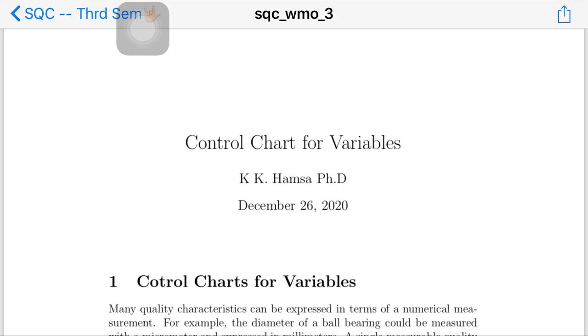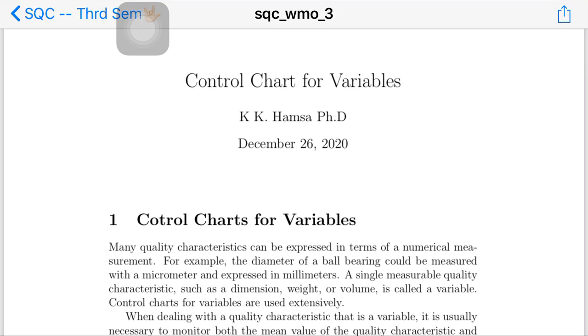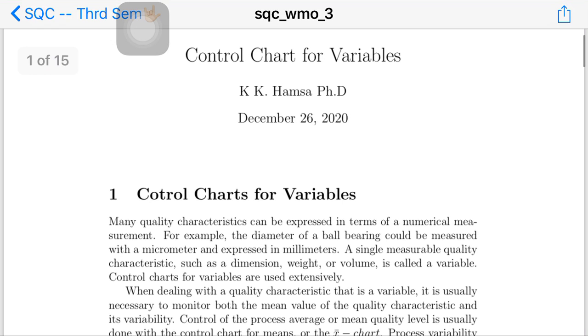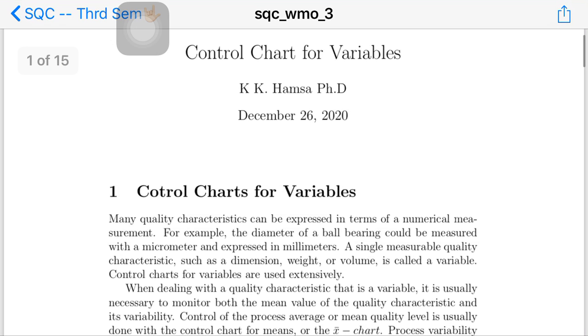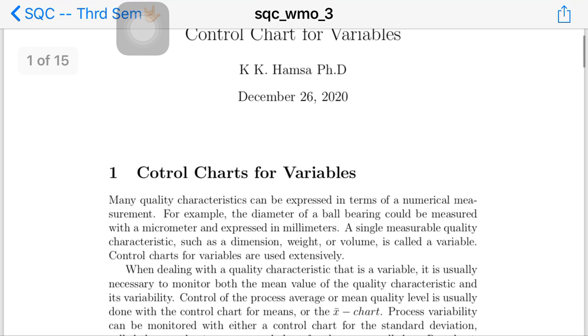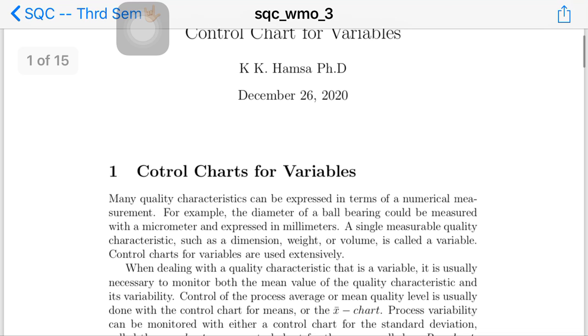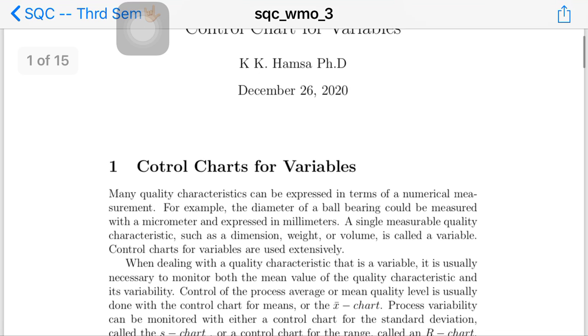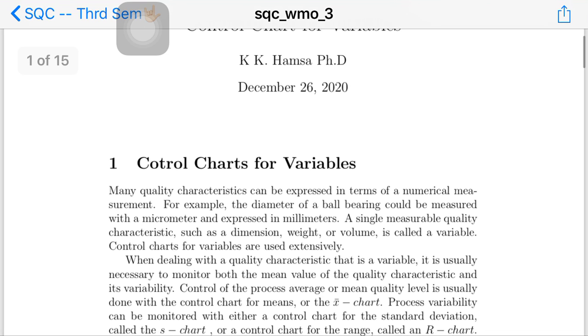Today we shall discuss the control chart for variables. We know that many quality characteristics, critical to quality characteristics, can be expressed in terms of either variable characteristics or attribute characteristics. Examples of variable characteristics as well as attribute characteristics we have discussed earlier.